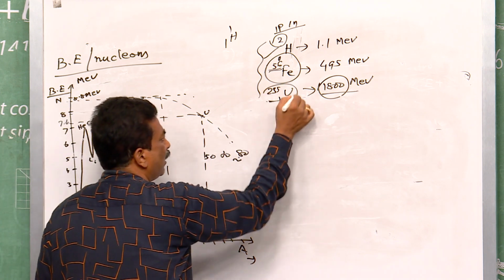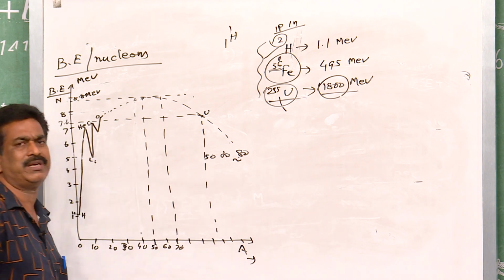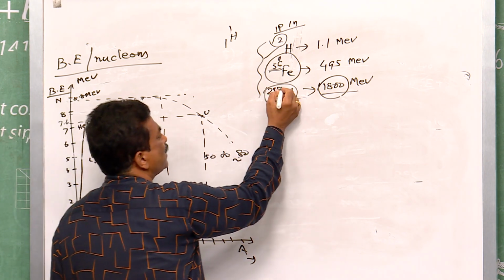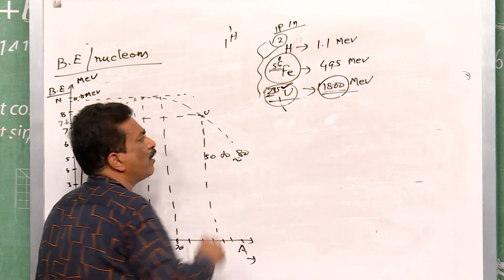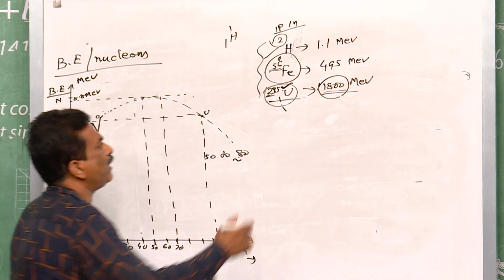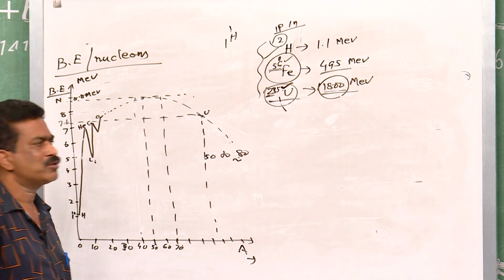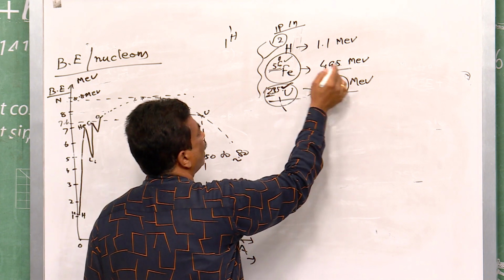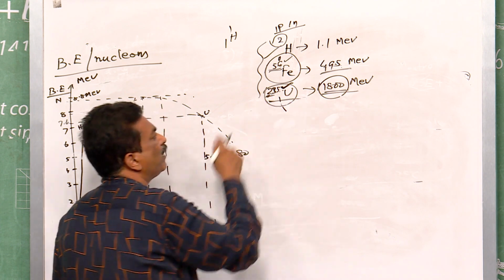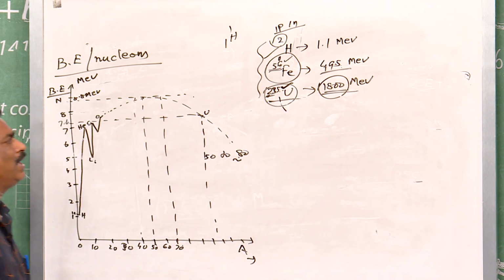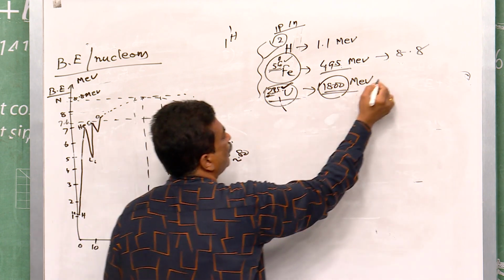So, for uranium, the number of nucleons, which means protons plus neutrons, is 235. So, we calculate 1800 divided by 235, and 495 divided by 56. Then what are their values? 1800 divided by 235 is nearly 8.8, and 495 divided by 56 is nearly 7.6.